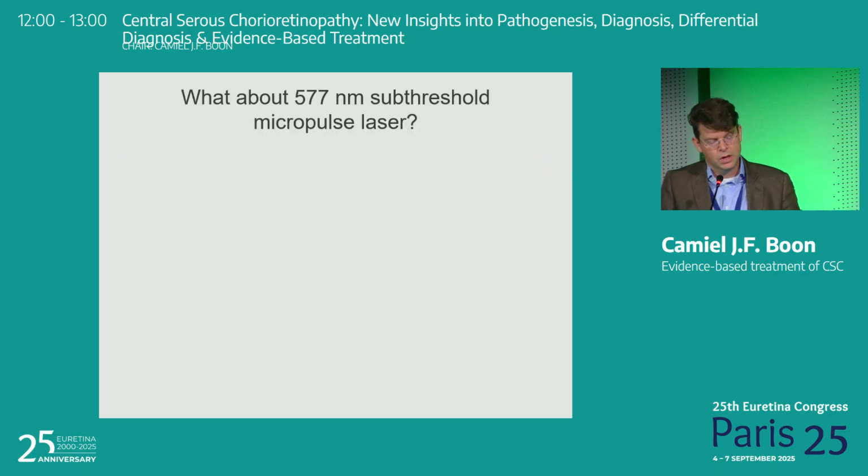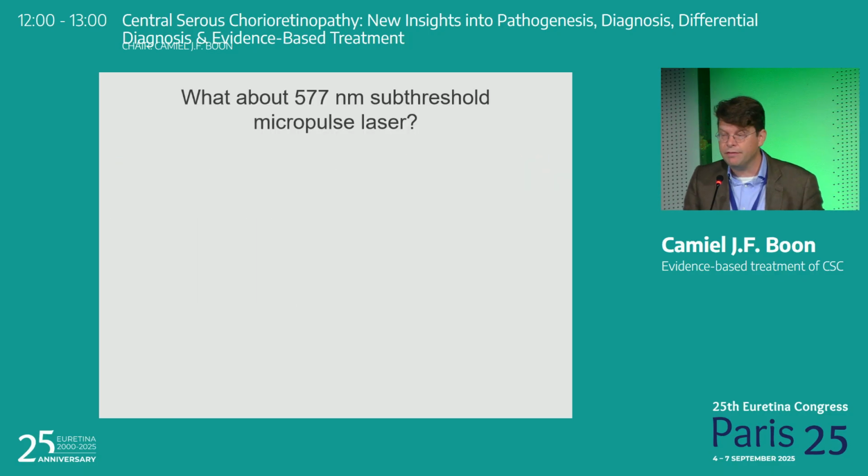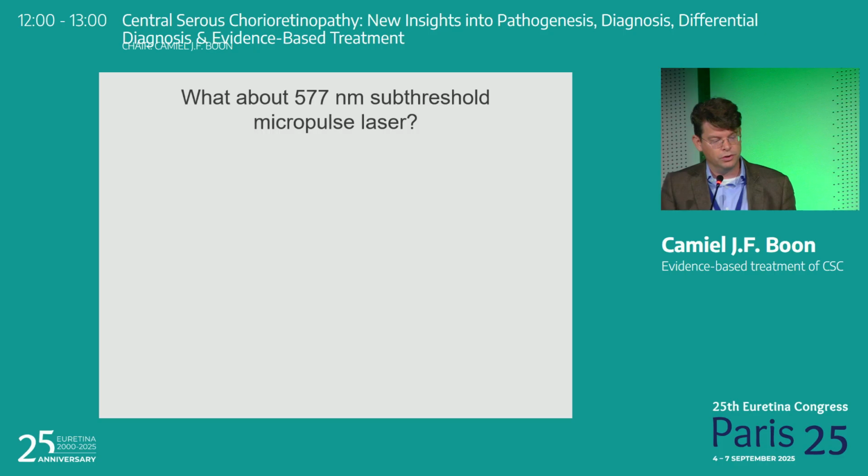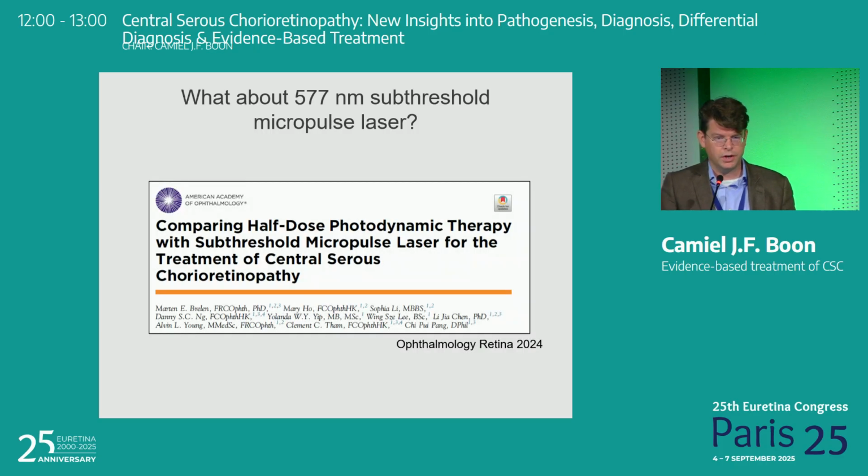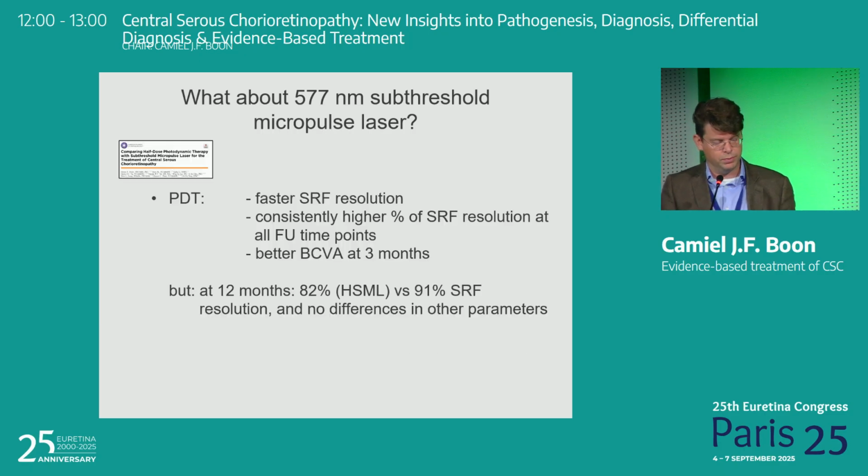Now, in recent years, 577 nanometer micropulse laser has emerged as a potentially more effective alternative. But there are no good prospective studies until recently, when last year in Ophthalmology Retina, there was this study published by an Asian group comparing half-dose PDT to 577 nanometer subthreshold micropulse laser. And what they found was, despite the fact that PDT had showed a faster resolution, a higher percentage on all time points in subretinal fluid resolution, and a better BCVA at 3 months, that at 12 months there was not a statistically significant difference in these parameters.